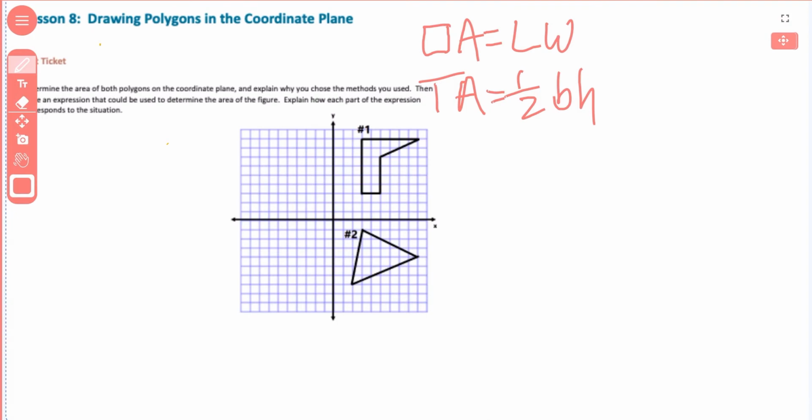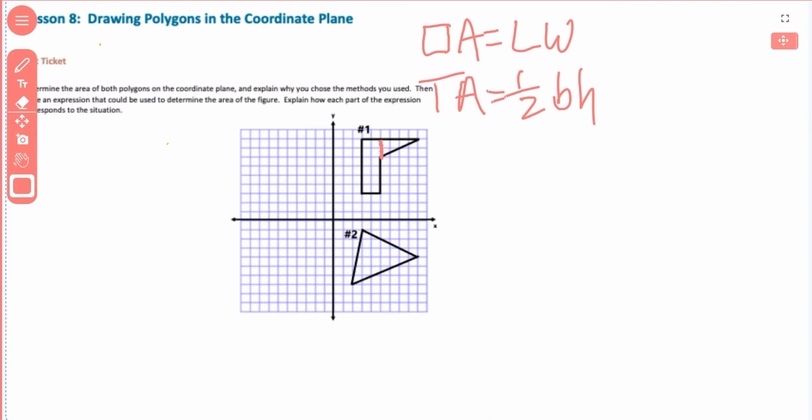Now, we don't know what kind of figure that is, but we can break this number one into two different shapes. Now we have a rectangle and a triangle. But what else do we need to find the area? Okay, we need points, or we need some numbers, right? We need the length of the sides, right?